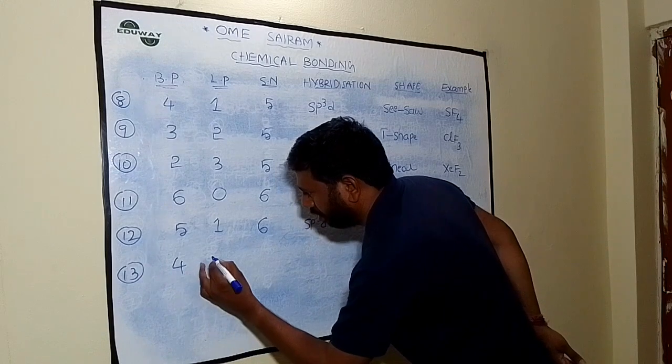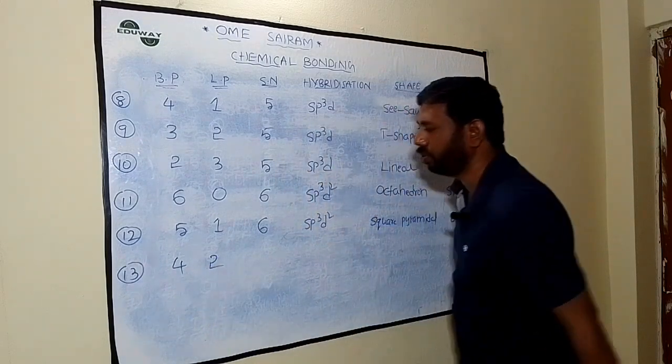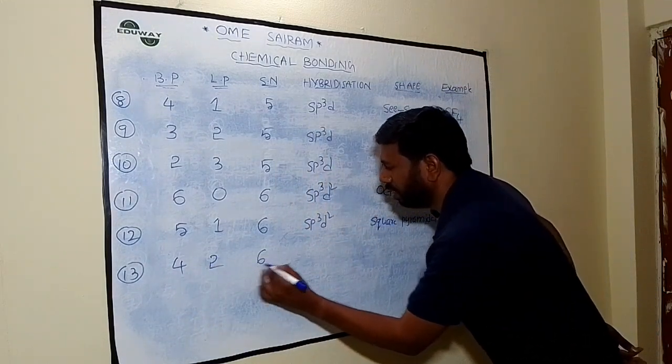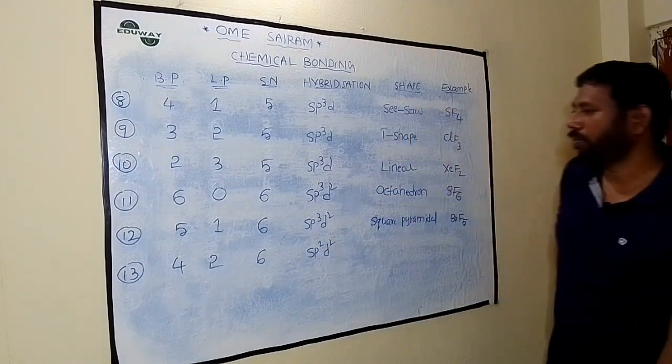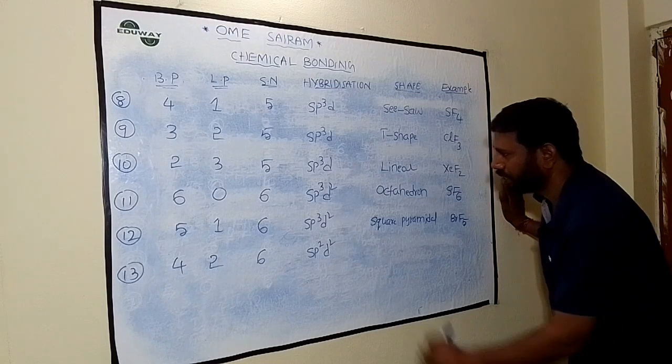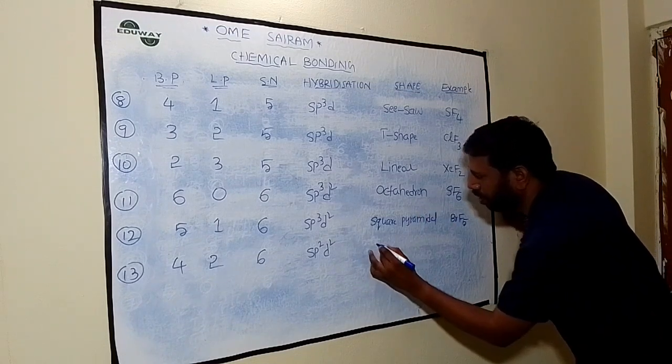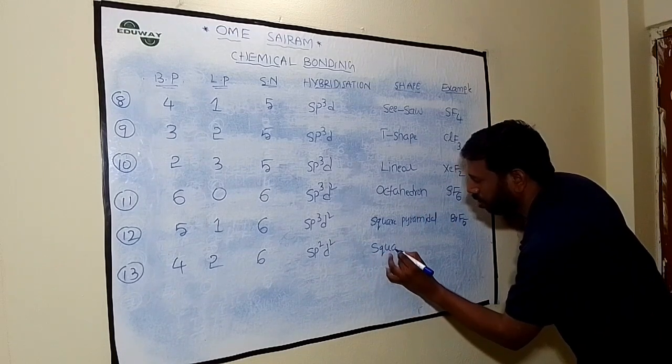Now 4 bond pairs, 2 lone pairs. Take 4 bond pairs and 2 lone pairs. Steric number 6, hybridization sp3d2. If any molecule has 4 bond pairs and 2 lone pairs, the structure should be square planar.